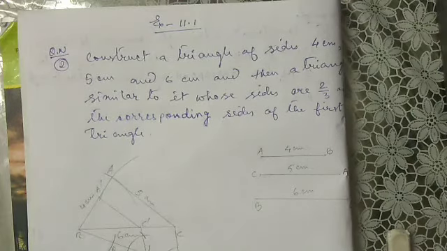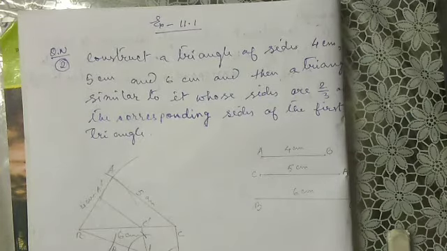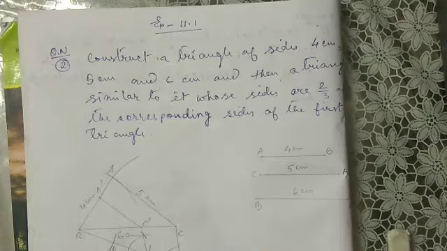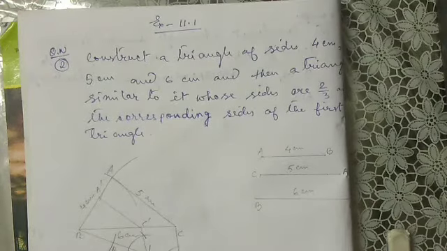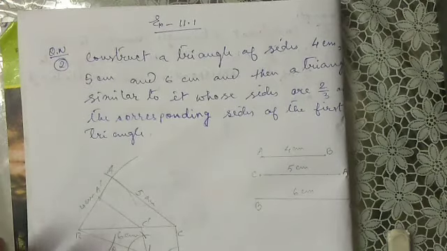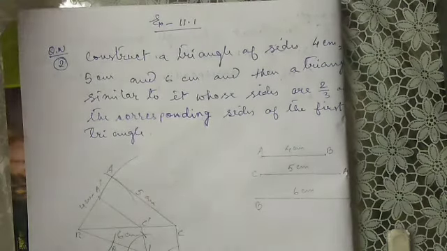So the required triangle is A dash B C dash. This is the method of doing.